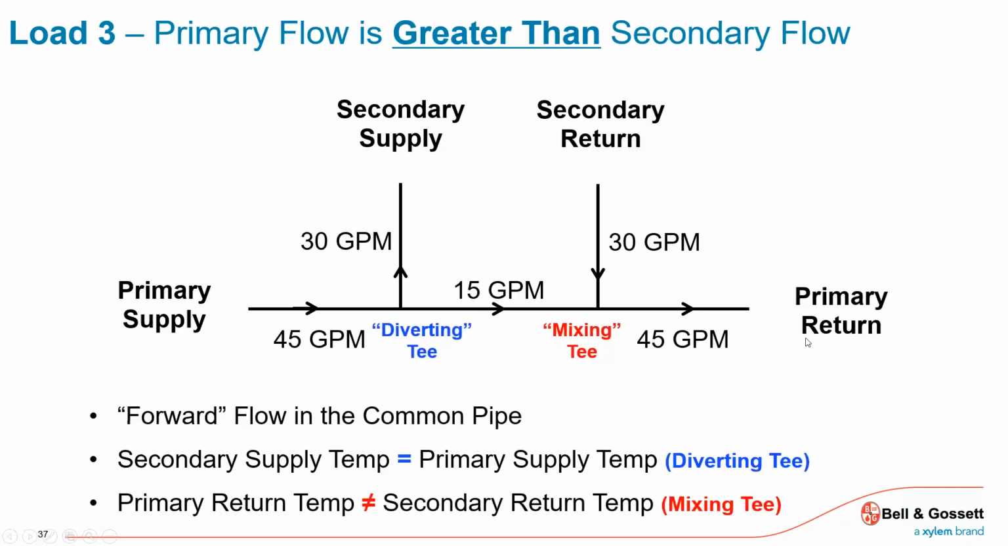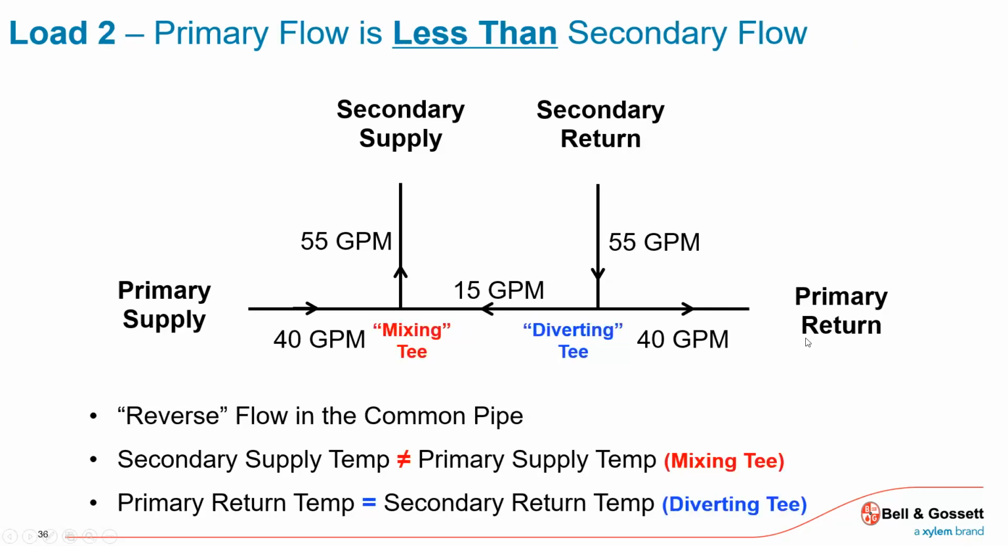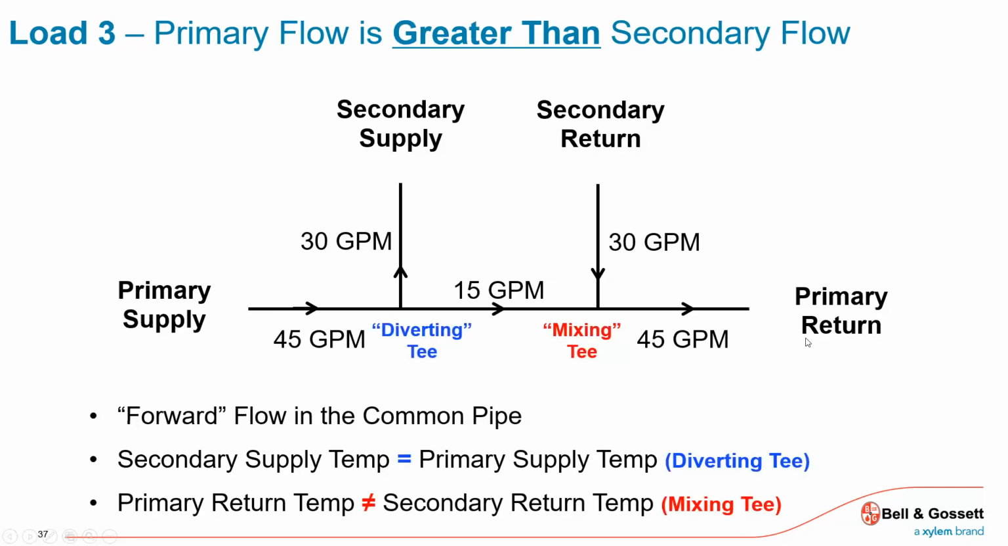And then the last example would be when the primary flow rate is greater than the secondary. And you say, okay, the forward flow in the common pipe. When it was less, the flow was backwards. When it's more, I'll have 45 entering that T.